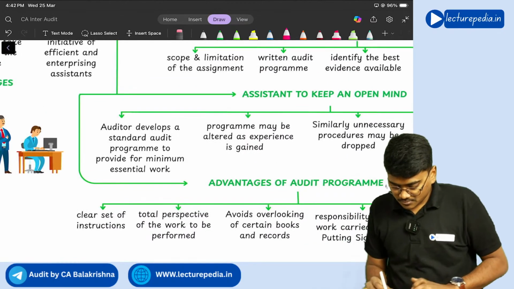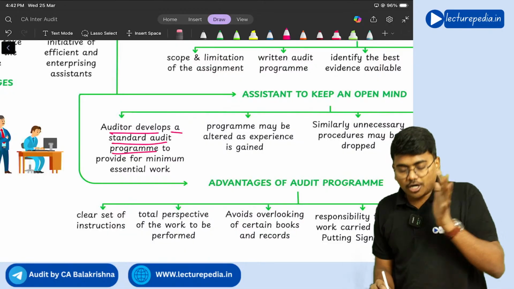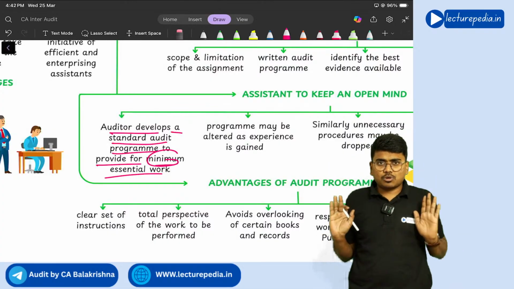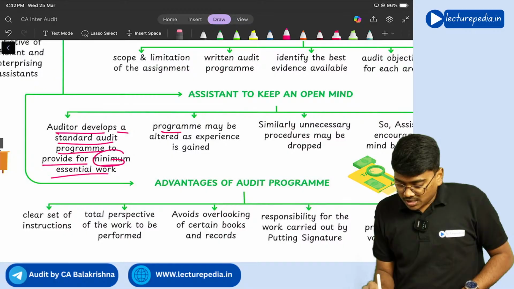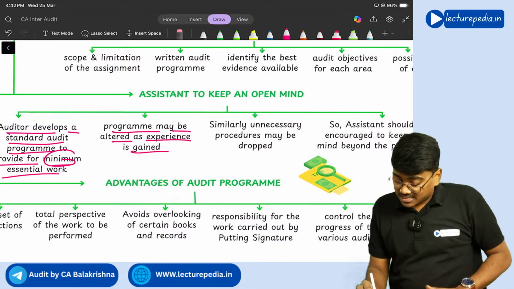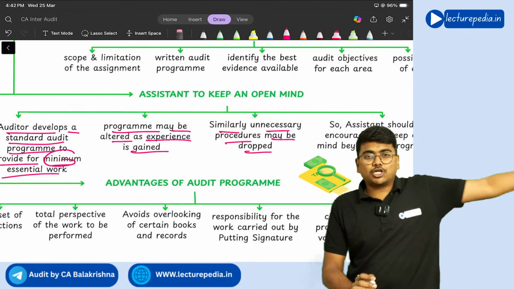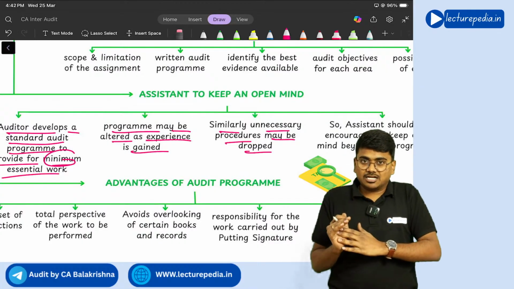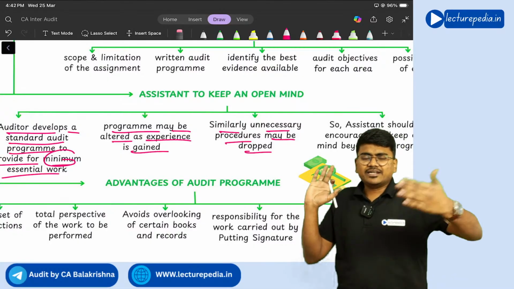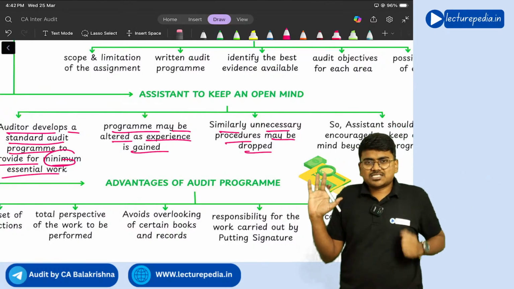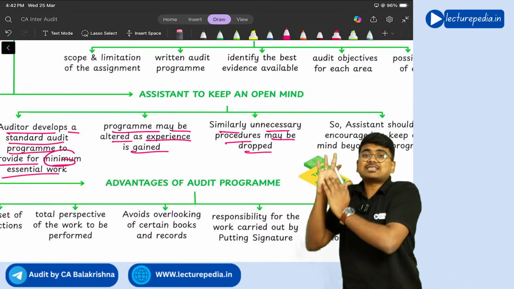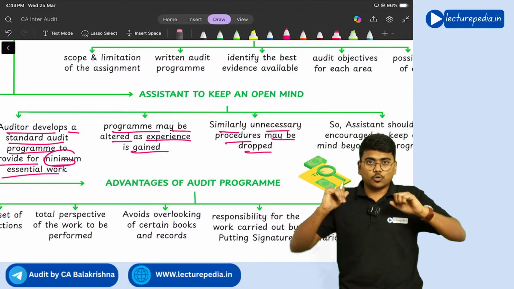See, the auditor develops a standard audit program to provide for minimum essential work. A standard audit program will be developed, and the program may be altered as experience is gained, and similarly unnecessary procedures may be dropped off. So let's say for example, certain procedures are there in the standard audit program, but for the entity that you are going to audit, some of the procedures are not required. You will delete those procedures for that entity. You will customize the standard audit program for the particular entity that you are going to audit.